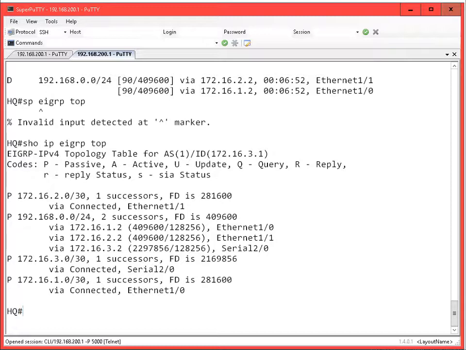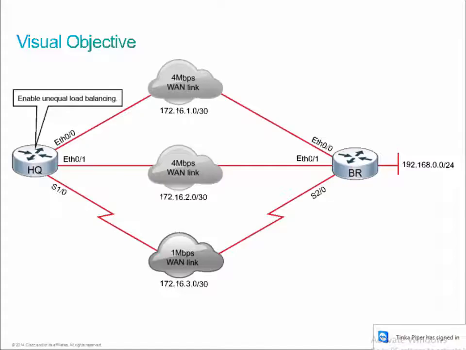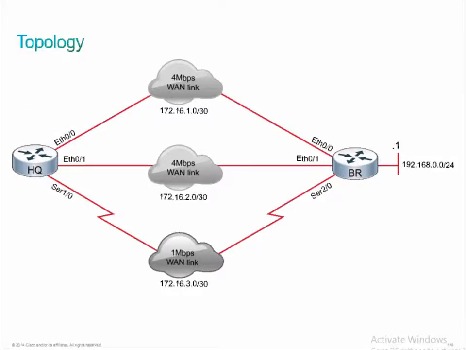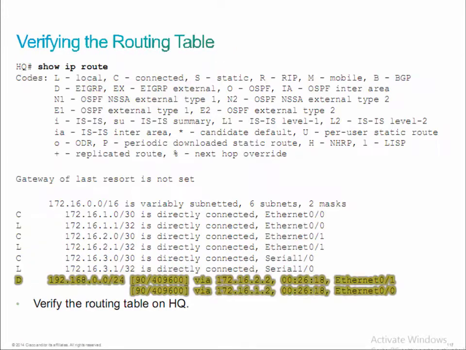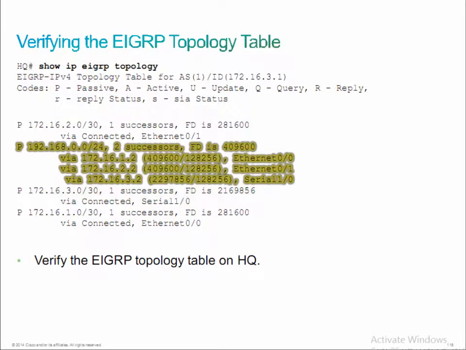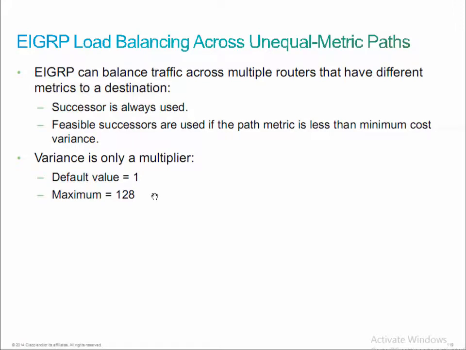So what I'd like to do is trick EIGRP into using all 3 paths. The way that we do that is we manipulate a value called variance. Let me get down to where we were. There's my ping, there's our route, there's our topology. We're going to use something called variance. Variance is simply a multiplier against the best metric.